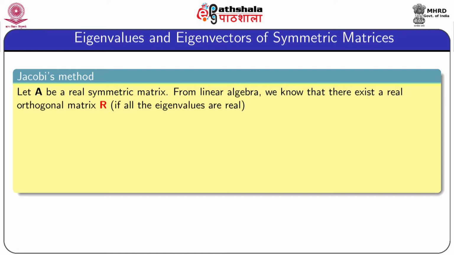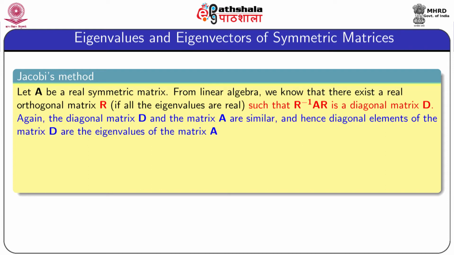Here we assume that A is a real symmetric matrix, and from linear algebra we know that there exists a real orthogonal matrix R, provided all the eigenvalues are real. Then R inverse AR is a diagonal matrix D. Again, the diagonal matrix D and the matrix A are similar, and hence the diagonal elements of the matrix D are the eigenvalues of the matrix A, and the column vectors of R are the eigenvectors of the matrix A. So, this is the main principle of Jacobi's method.